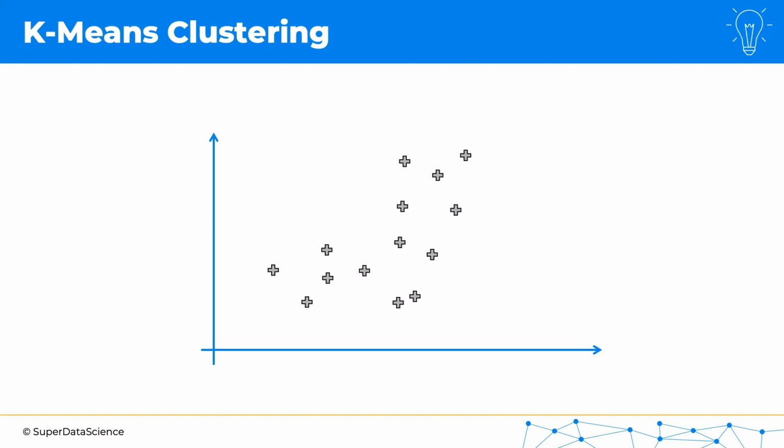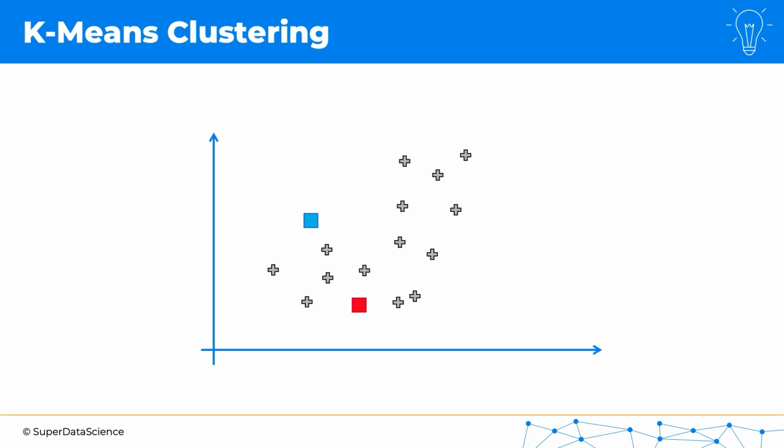Well, the first step is that you need to decide how many clusters you want. We'll talk about how to make this decision in the next tutorial. For now, let's say we decided on 2 clusters. Then for each cluster, you need to randomly place a centroid on this scatter plot, wherever you like. It doesn't have to be one of the existing points.